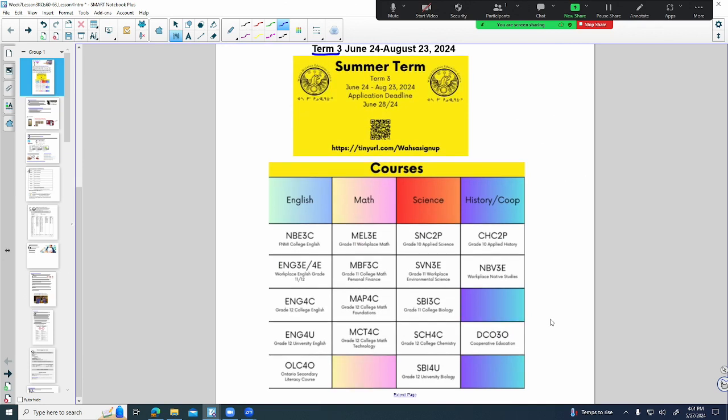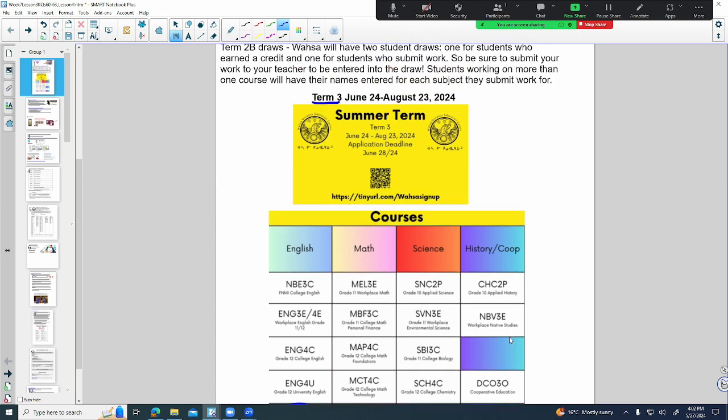For science, there's SNC 2P, SVN 3E, SBI 3C, SCH 4C, which is the grade 12 college chemistry, and the grade 12 university biology, which is SBI 4U. For history, we have available CHC 2P and the NBV 3E, and for co-op, DCE 30, DCO 30 is the co-op code. Also the OLC 40, which is a literacy course, is also available under the English courses.